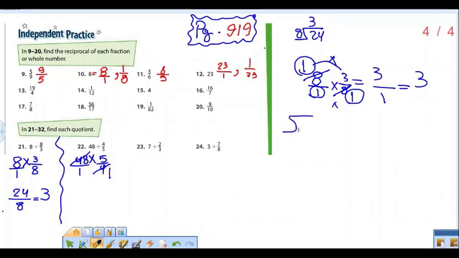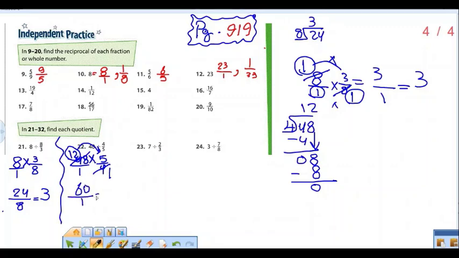48 divided by 4 equals what? Let's divide it. 48 divided by 4. 4 divided 4 equals 1. 1 times 4 equals 4. Subtract 4 minus 4 equals 0. 8, bring down 8. Now 8 divided by 4 equals 2. 2 times 4 equals 8. Subtract 8 minus 8 equals 0. So the answer is going to be 12. Now we have 12 times 5. 12 times 5 equals 60. 1 times 1 equals 1. So 60 out of 1 equals 60.